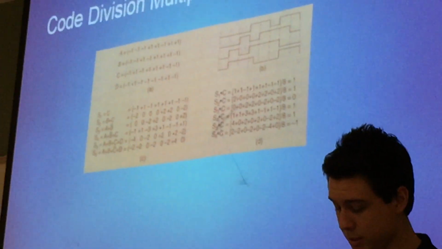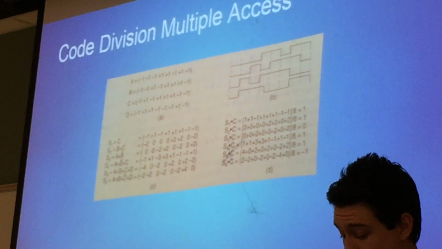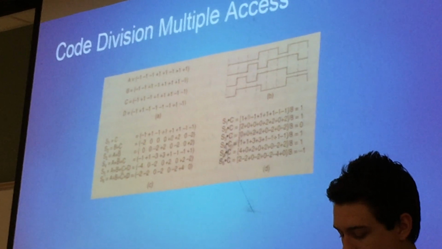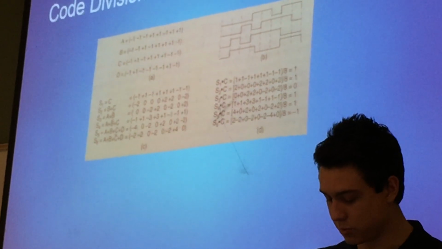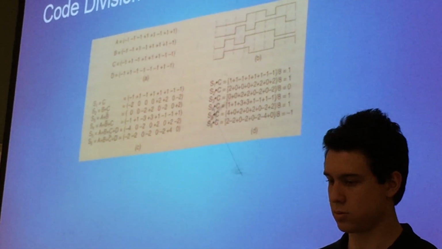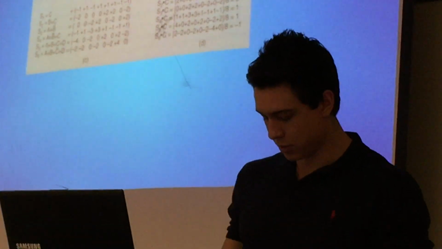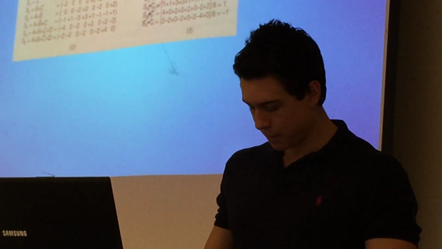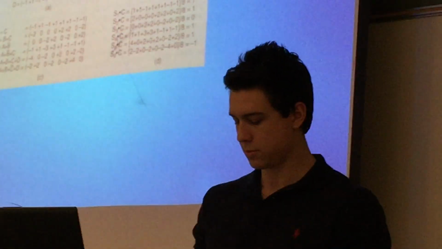And for D, there were the recovered station signals, and to receive the signal, you must know the station's chip sequence in advance. So I'll just repeat that. What do you need in order to recover the station C signal? You need to know the chip sequence in advance. Right.